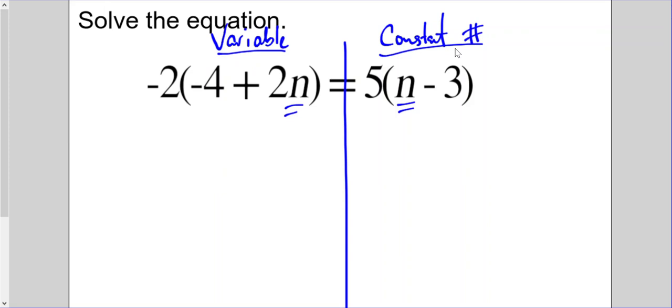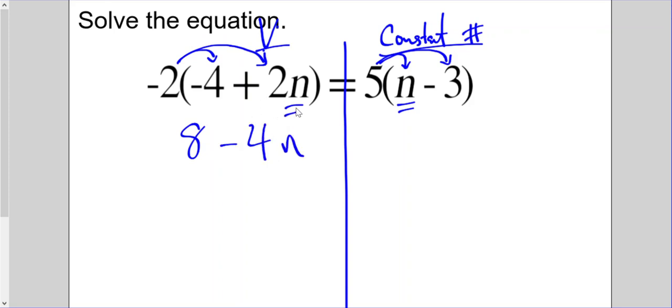Before I do any of that, I have to simplify everything on that side. So I have to distribute this -2. Actually, let me clear that up a little bit. I have to distribute this -2 into both terms inside that parentheses, and I have to distribute the 5 into both terms in that set of parentheses. So -2 times -4 is 8. -2 times a +2 is a -4, and that keeps its variable attached to it. That's -4n. 5 times n is 5n. 5 times -3 is -15.